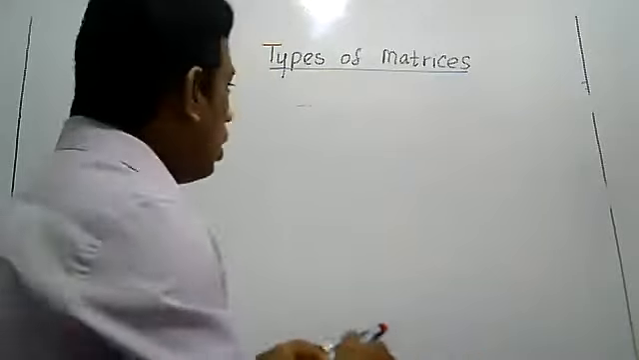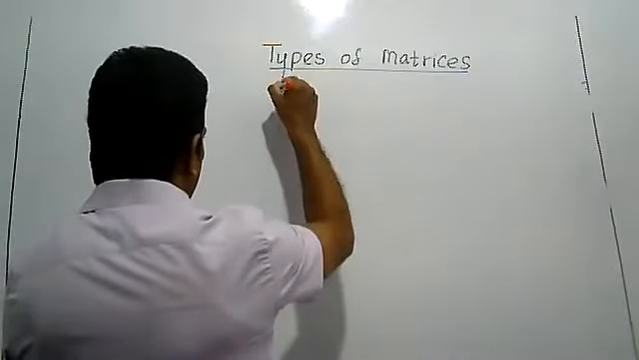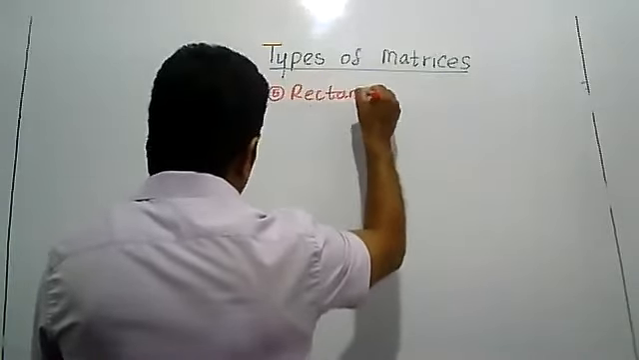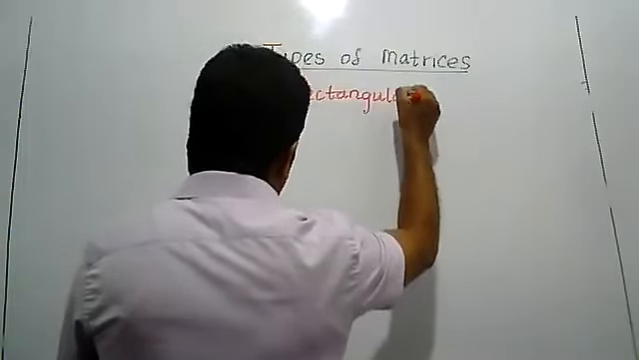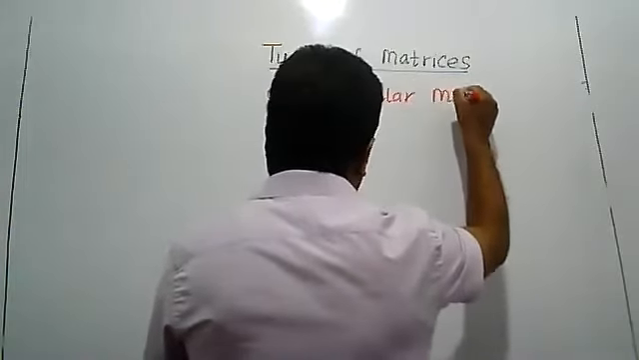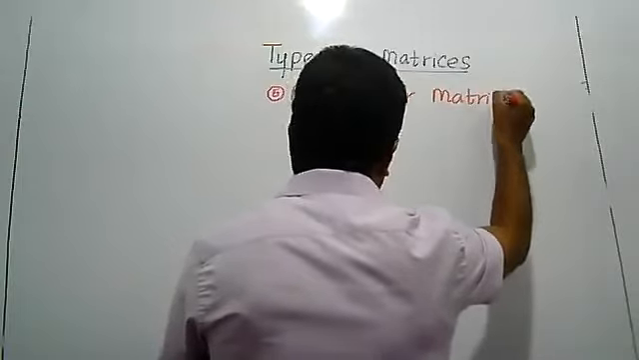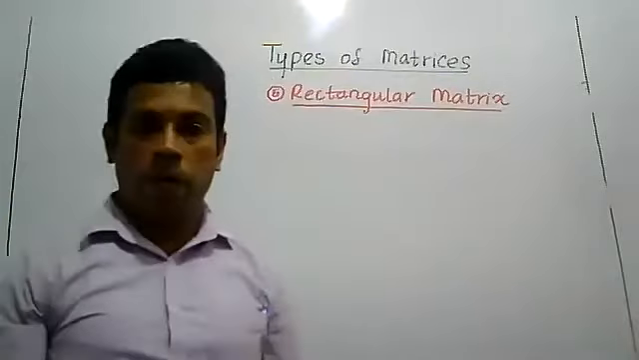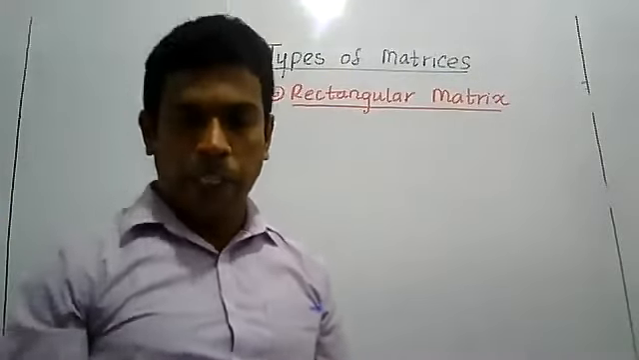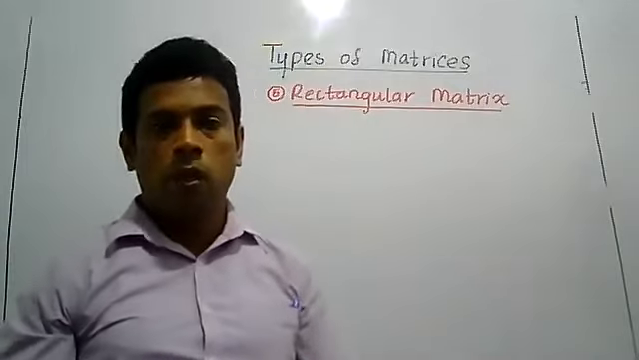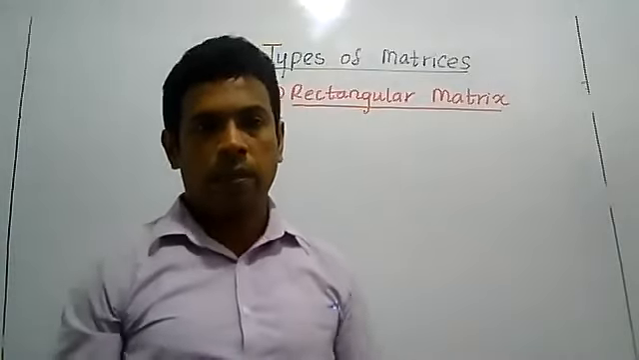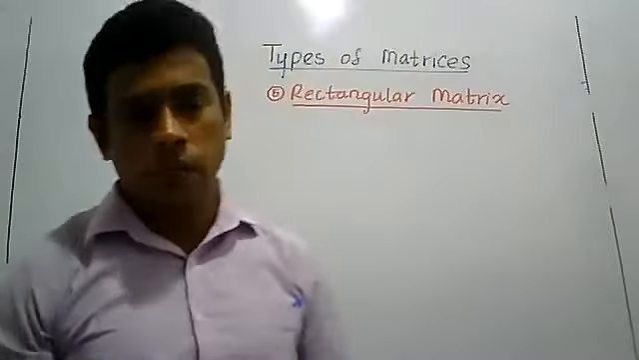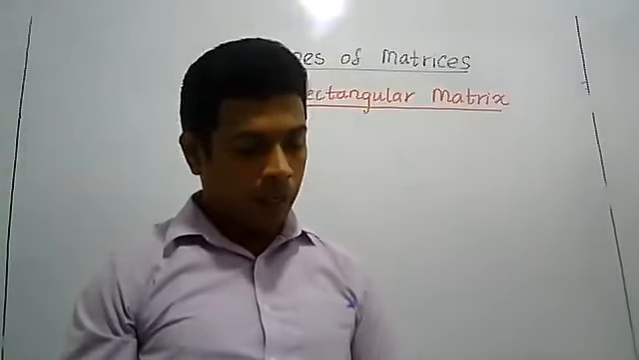Right. For the fifth type, write down the fifth type of matrices. The next type, rectangular matrix. Write down rectangular matrix. Then write the meaning.